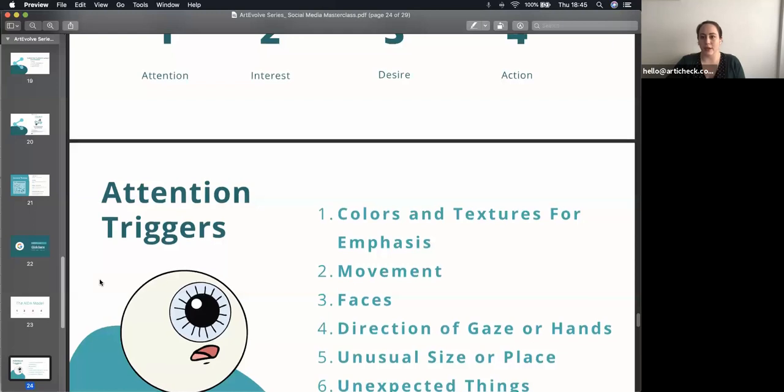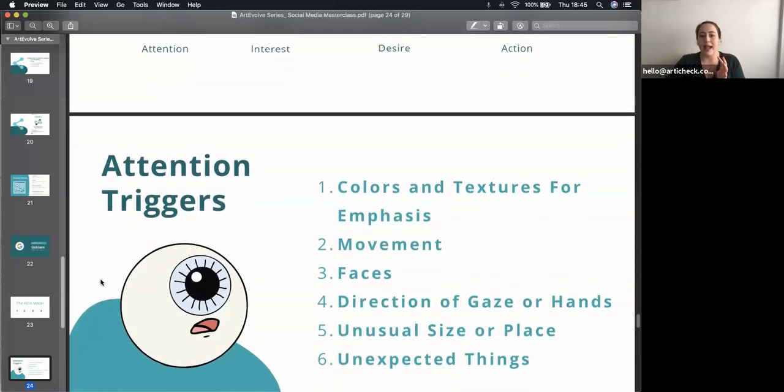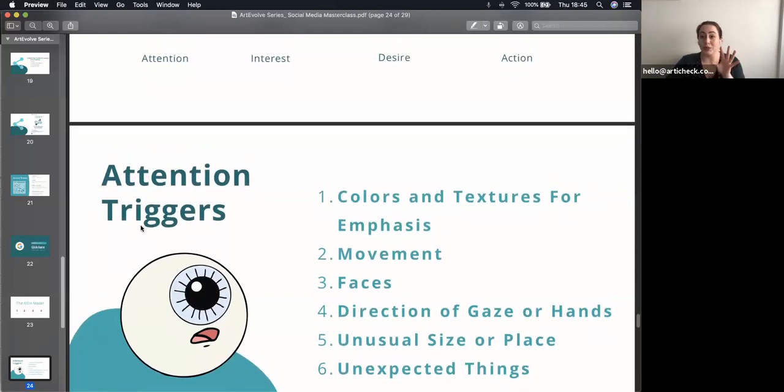Okay, so what are our attention triggers? This is very important, and this information actually comes from studies of the brain. What makes humans turn their head? What makes humans stop on a post, right? This actually goes back way back in our biology, relating to fight or flight, relating to us being predators and trying to deal with danger in our environment, okay?